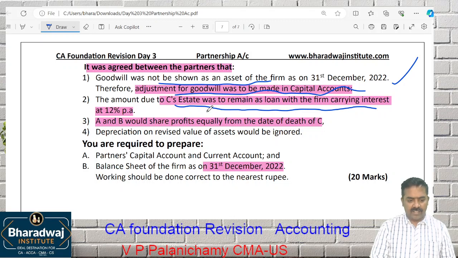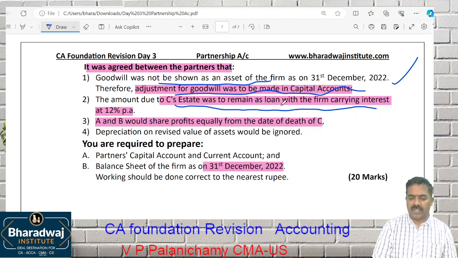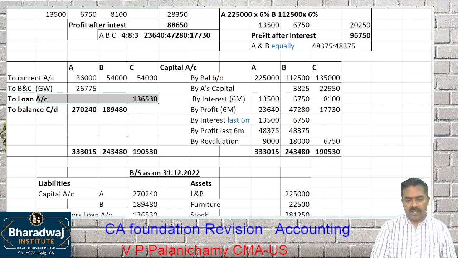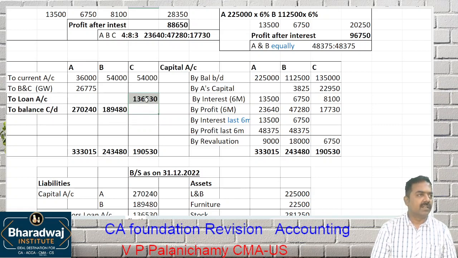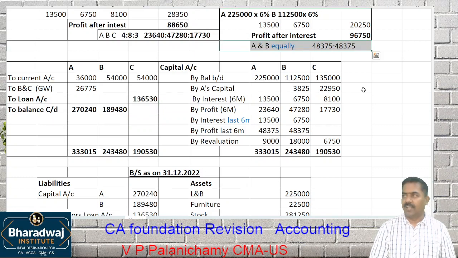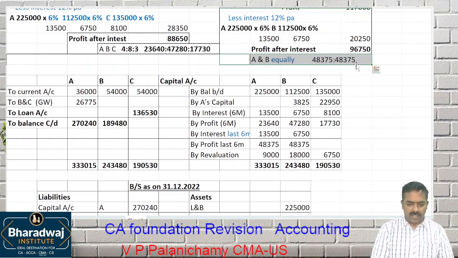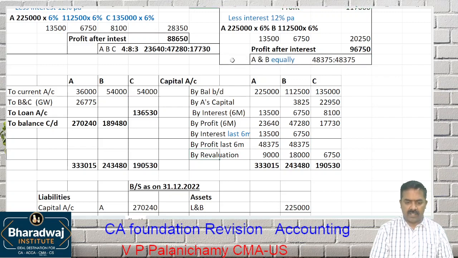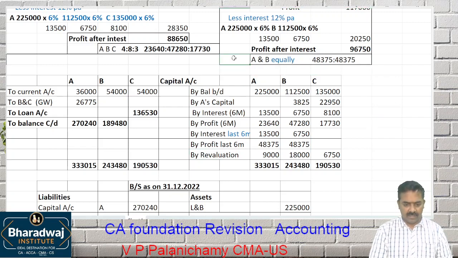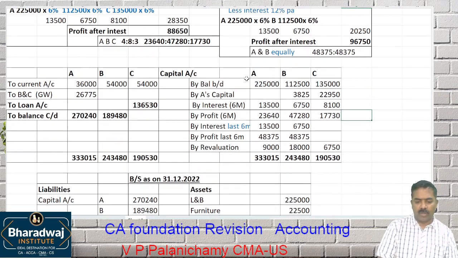Listen. The amount due to C's estate was to remain as a loan carrying an interest of how much? 12% per annum is given, isn't it? What you have to do is, from the profit after interest, provide interest on this 1,36,530. What is the amount due to C? 1,36,530, you have to provide interest for 6 months. And the partner died on what date? Partner died on 30th June. Then that interest has to be provided.